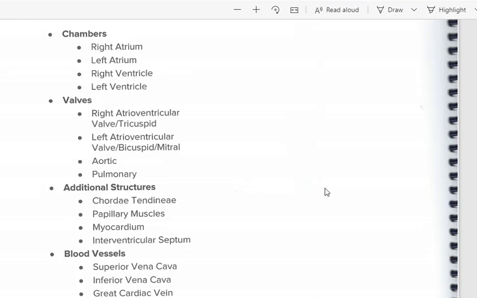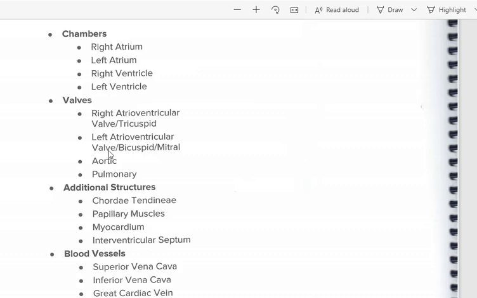So wrapping it up, here is the checklist to see if you remember everything. The right atrium, the left atrium, the right ventricle, and left ventricle. So there are the 4 chambers of the heart. Here are the 4 valves. The pulmonary and the aortic are the easy ones to remember. And you just have to remember that the right and left are both AV, or atrioventricular valves.